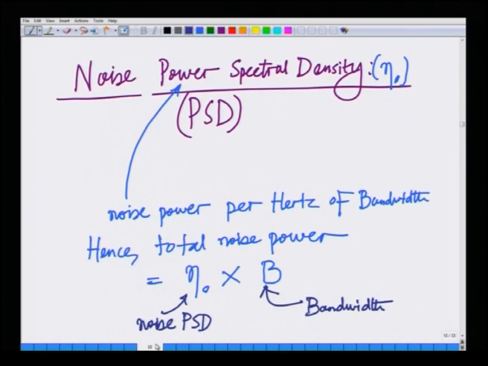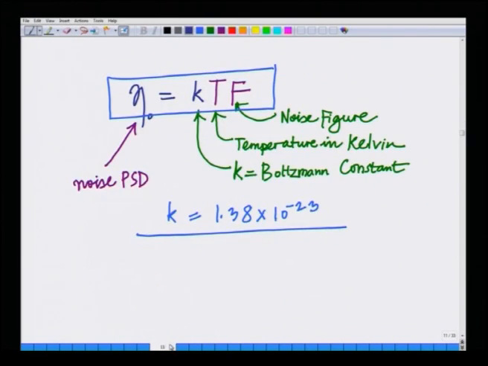Next, we moved on to computing the receiver noise power, which is essentially given by the product of the noise power spectral density eta naught times the bandwidth B, and we said the noise power spectral density eta naught can be computed as k T F, where k is the Boltzmann constant, T is the temperature, and F is the noise figure.